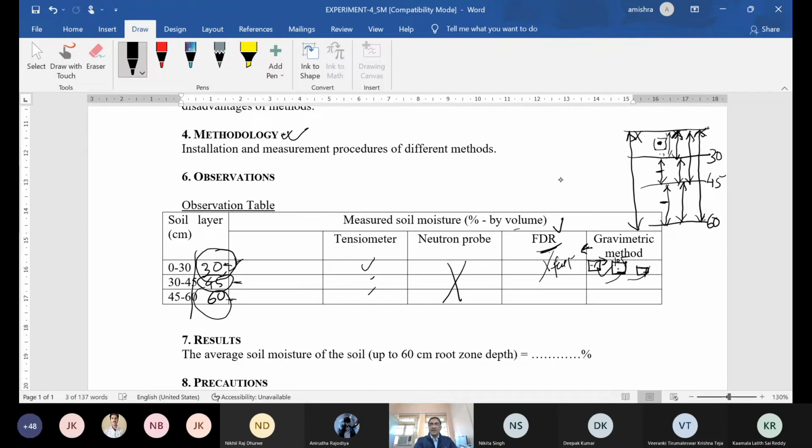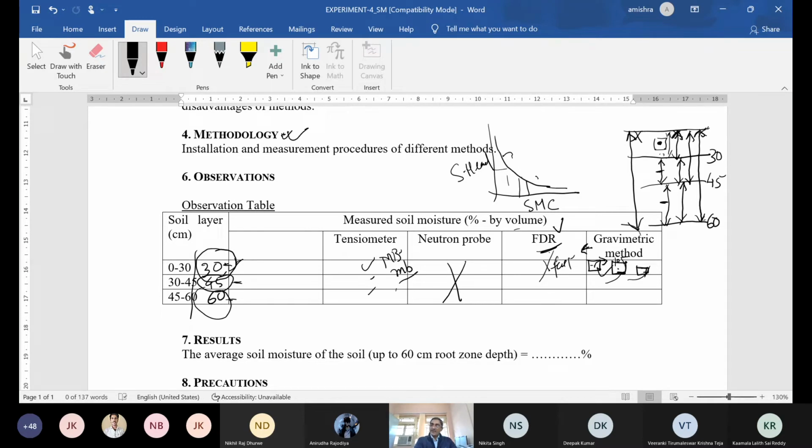Here the tensiometer also gives you the suction head in terms of millibar. Then from the calibration curve, if we have a tensiometer, we have plotted the relationship between suction head versus soil moisture content. From this calibration curve, for these observations, we are simply trying to find out what the soil moisture content is.